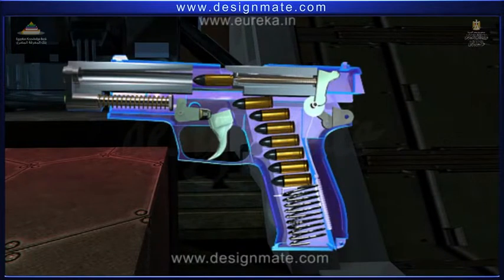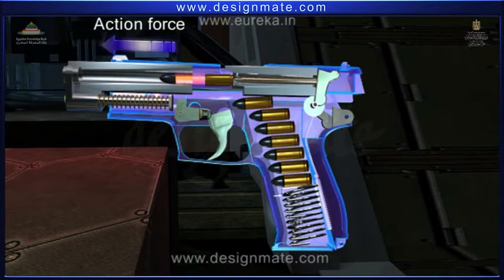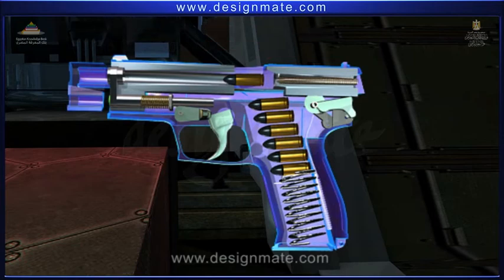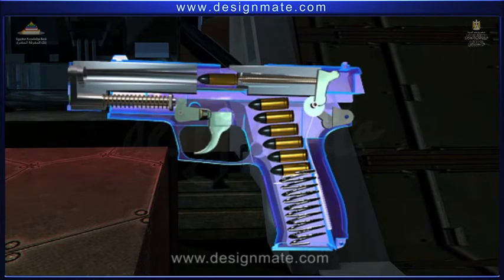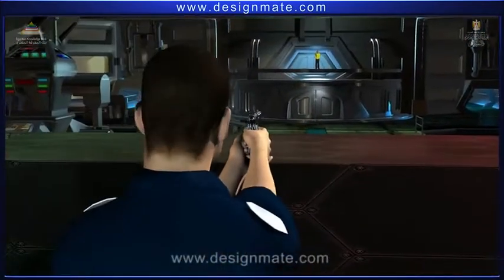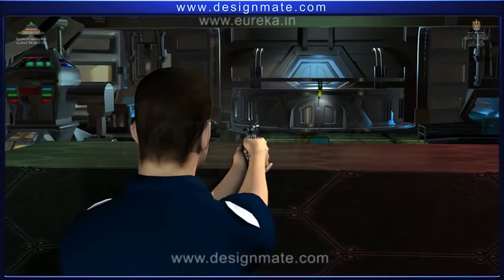Similarly, when a gun is fired, an action force is exerted on the bullet, and the bullet moves forward. Likewise, the bullet exerts a reaction force on the gun, due to which the gun recoils. But the gun has greater mass than the bullet, hence the acceleration produced in the gun is less.